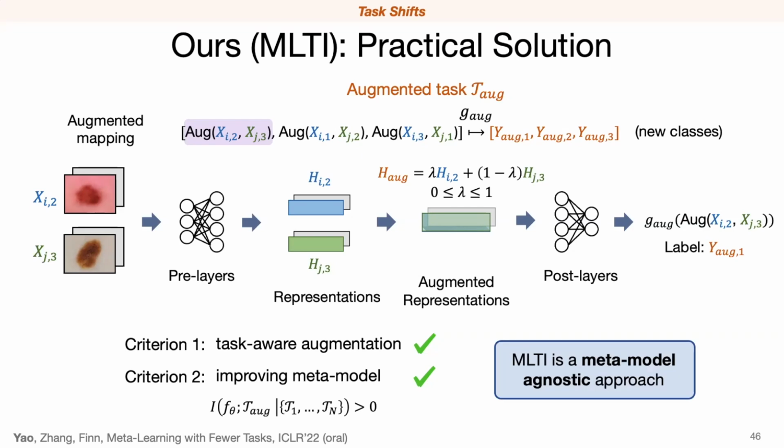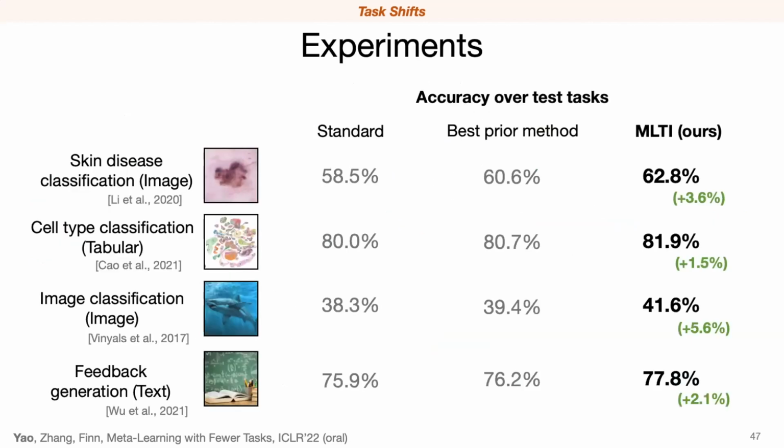Furthermore, we need to notice that MLTI is a meta model agnostic approach, which can be integrated into different kinds of meta learning algorithms. We further apply our method to different kinds of data sets, like skin disease classification, where we need to classify unseen new skin diseases. Also on cell type classification, we use gene data to classify unseen new cell types. Also on general image classification, on few-shot image classification, and finally on this feedback generation example, as I mentioned before.